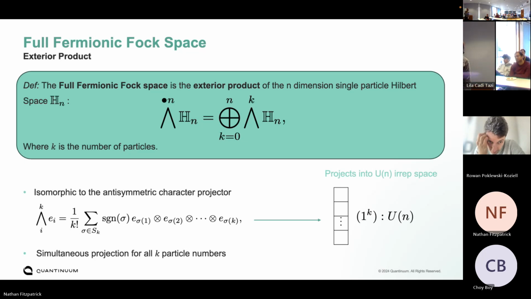Okay. Now, importantly, we're projecting into the anti-symmetric space for each particle number, but that space carries a representation of the unitary group of n matrices. So this is really important. We basically lose the symmetric group information, but we gain the unitary group information.